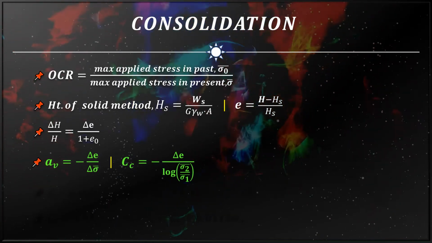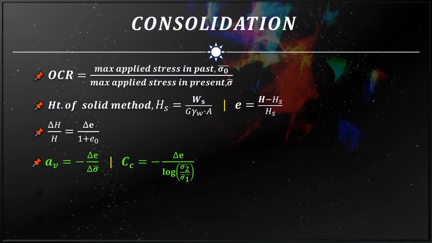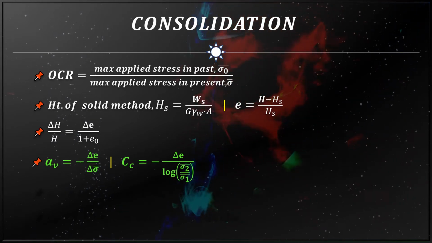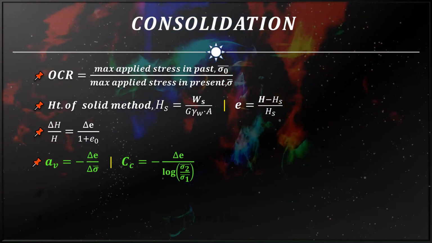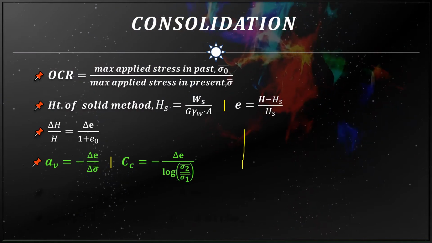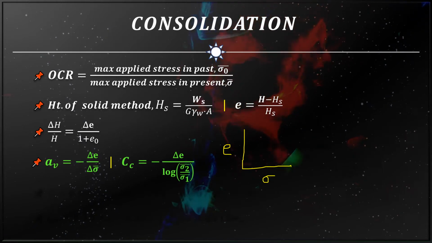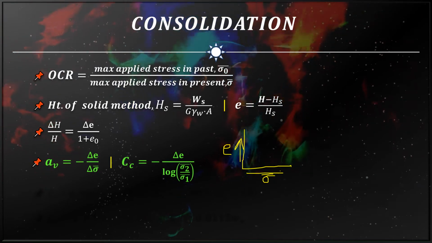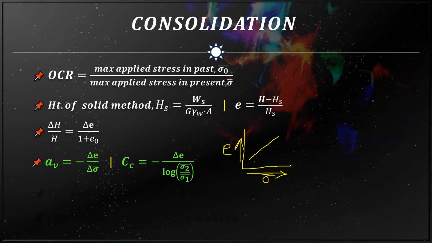And there are some important definitions regarding compressibility. So av is the coefficient of compressibility and Cc is the compression index. av is given by the ratio of change in void ratio to the change in effective stress, and Cc is given by the ratio of change in void ratio to the log of the ratio of two stresses. Because Cc is a plot of e versus sigma bar, the effective stress, where e is in arithmetic scale and sigma bar, that is effective stress, is in what scale? Logarithmic scale.